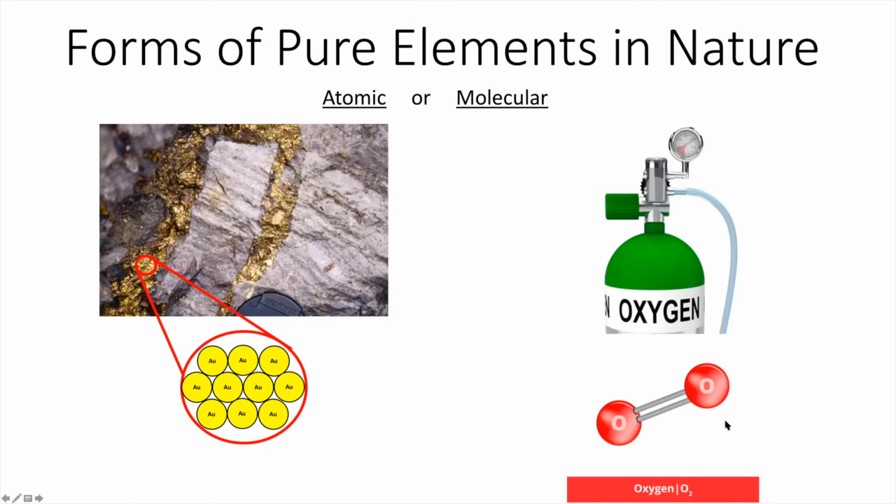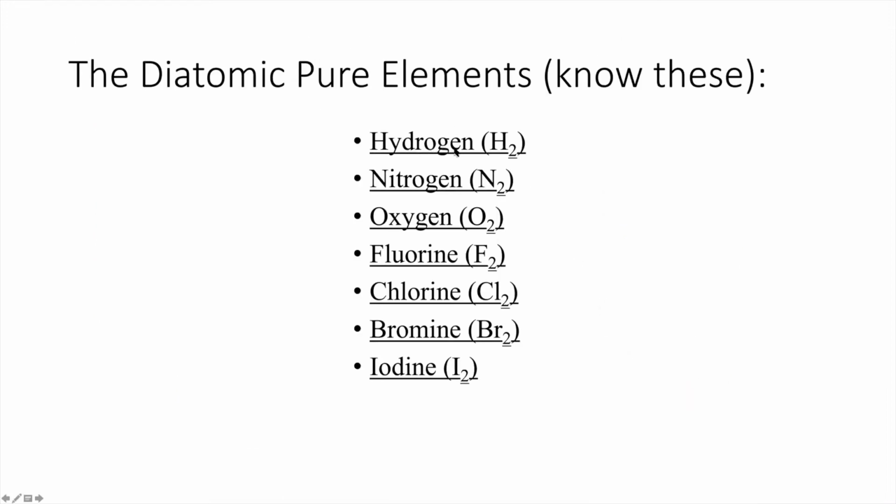And since this is how we find oxygen in nature, it is one of those elements that, when you find the pure element in nature, it's in this molecular form. Specifically, oxygen is found as a diatomic molecule. There are some other elements that I want you to know that also are found as diatomic molecules, and this is the list. Hydrogen, in nature, we find it as H2, so two hydrogen atoms connected together by a chemical bond. Also nitrogen, N2. You saw oxygen, O2. Fluorine, F2. Chlorine, Cl2. Bromine, Br2. And iodine, I2.